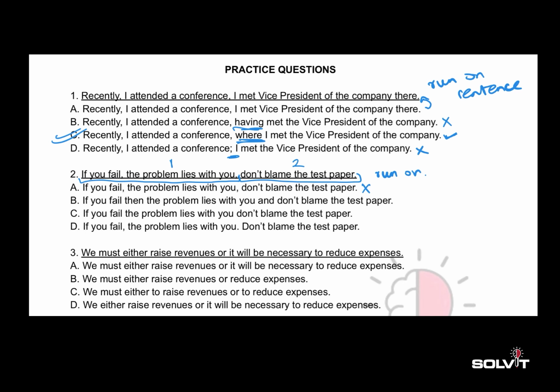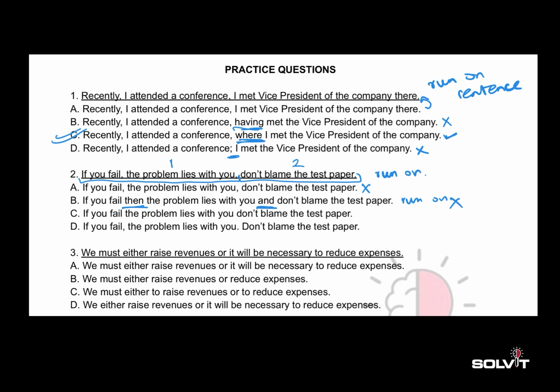Option B is if you fail, then the problem lies with you and don't blame the test paper. This itself is a run-on, okay, because the sentence is going on and on. They've added the word then and they've added the word and, but the sentence is too long. It should be shorter and it should be correctly punctuated. So option B is wrong.